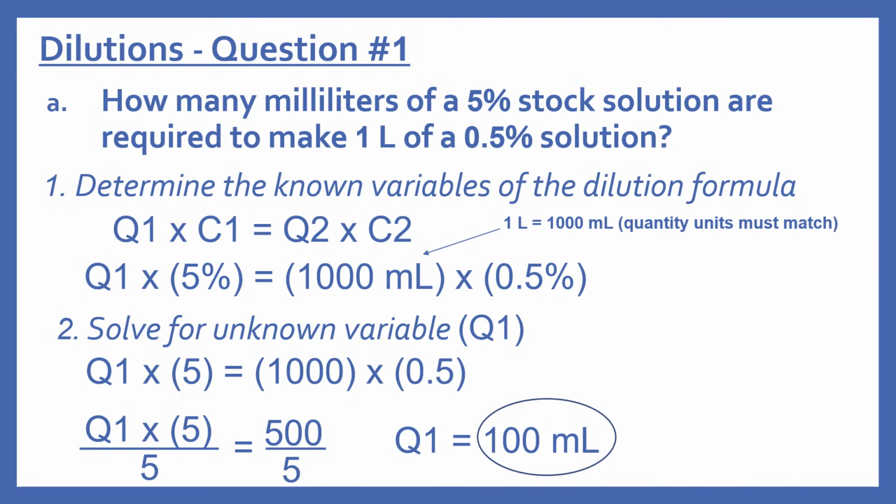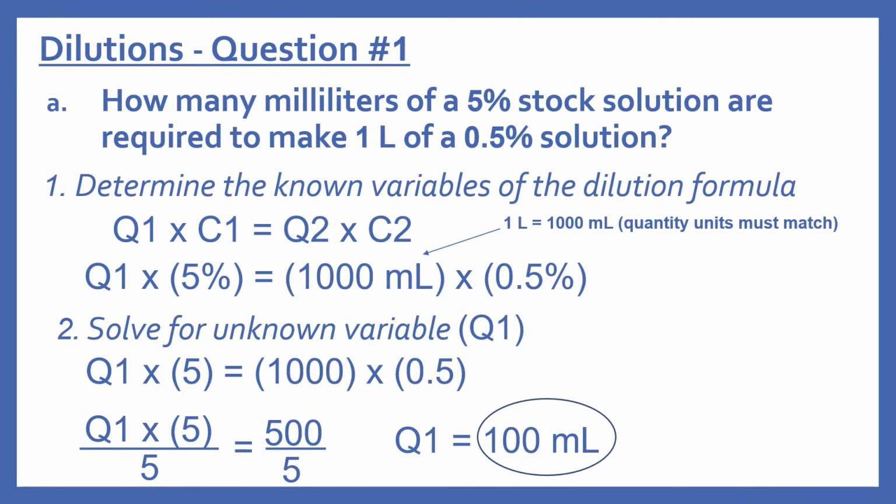So our Q2 is going to be 1 liter, but since we're asking for how many milliliters, we'll put in 1,000 milliliters since 1 liter equals 1,000 milliliters. Because remember, our quantities must match in units. And so it would be 1,000 milliliters times 0.5%. Now we're going to solve for our unknown variable. In this case, it was Q1, quantity 1.